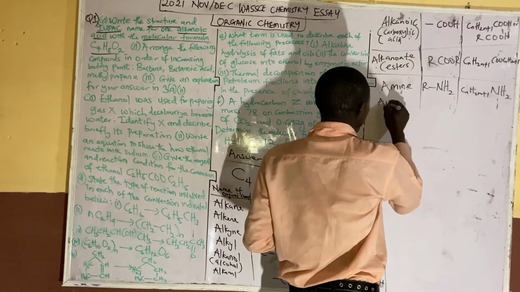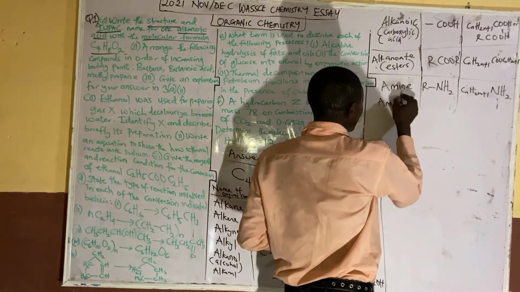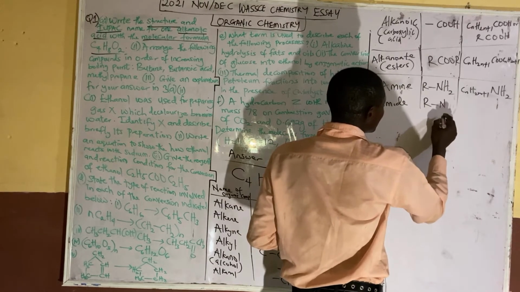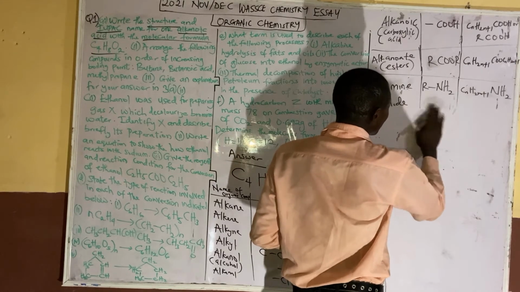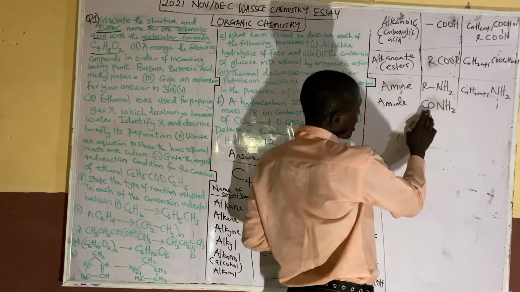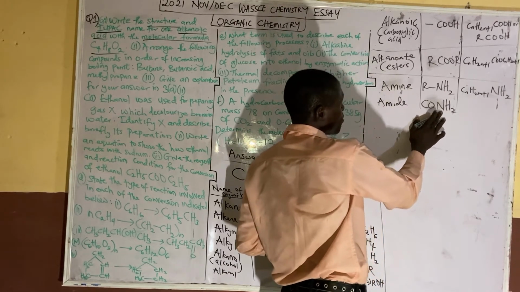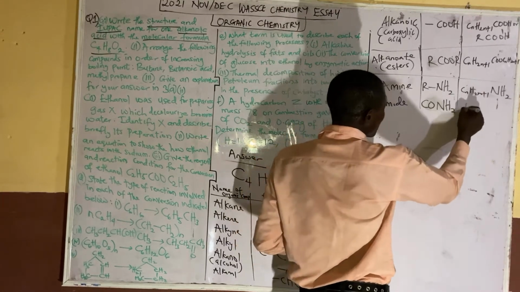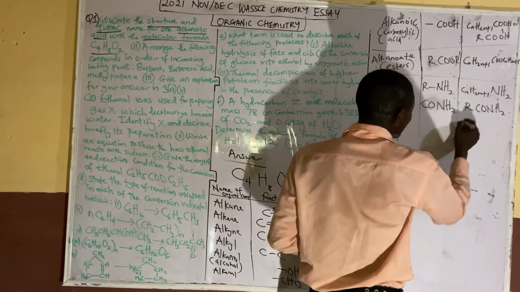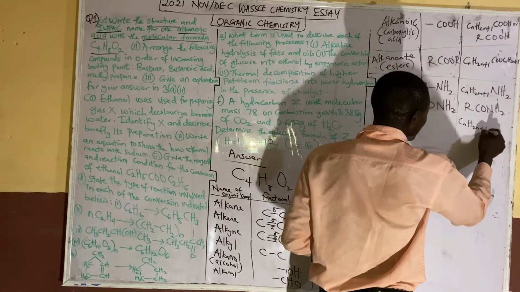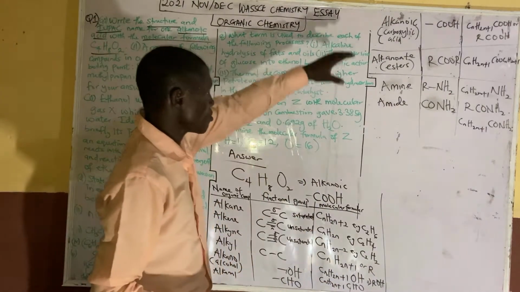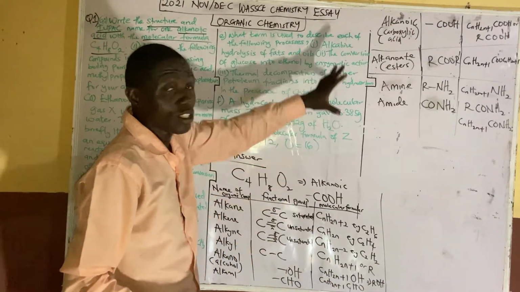The last one is amide. Amide is carbonyl combined with the amine group. We have RCONH2, where your R is CnH2n plus 1, CONH2. So this is a list of the organic compounds we have.